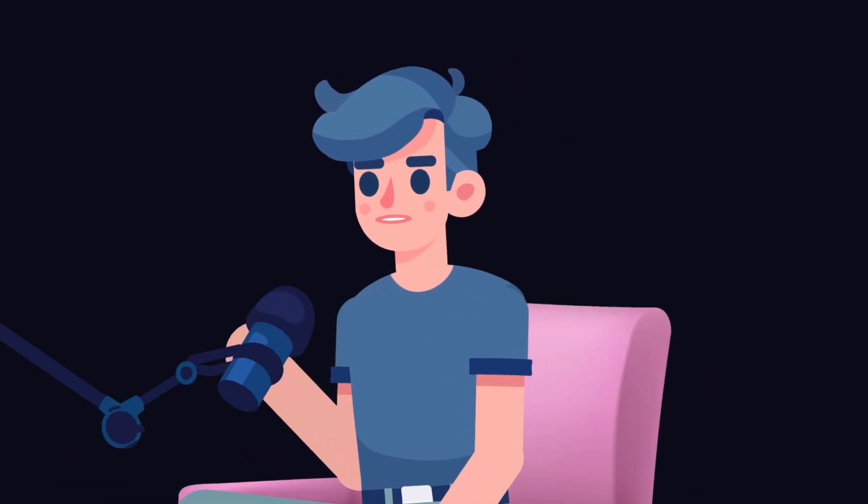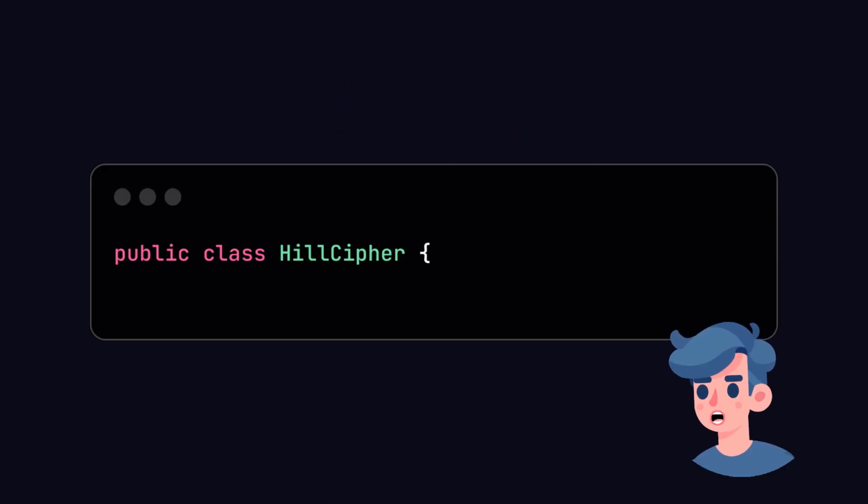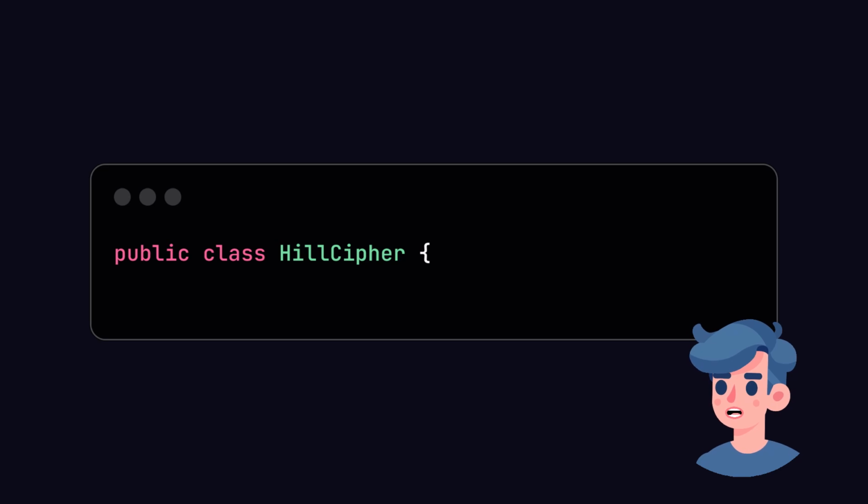To begin our encryption journey, let's set up a simple Java project. Make sure you have Java installed on your machine and create a new Maven project. Open your favorite IDE, such as IntelliJ IDEA or Eclipse, and set it up accordingly. Next, let's create a new Java class named HillCipher. This will be the main class where we will implement the encryption and decryption methods.